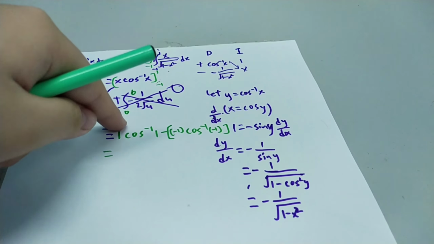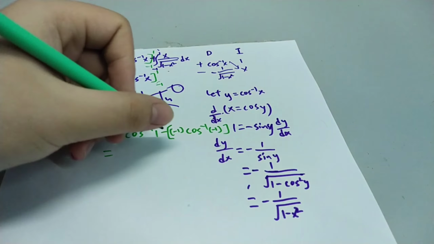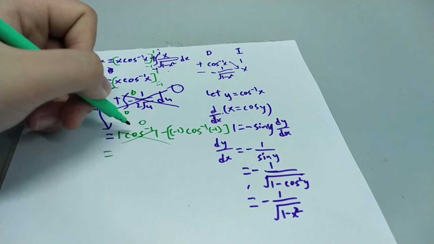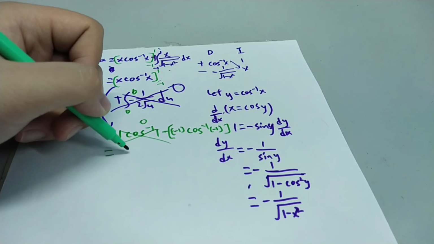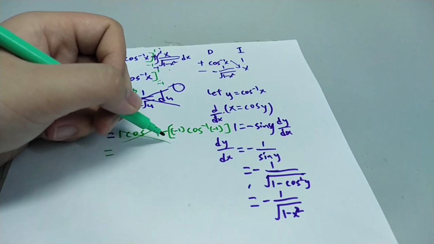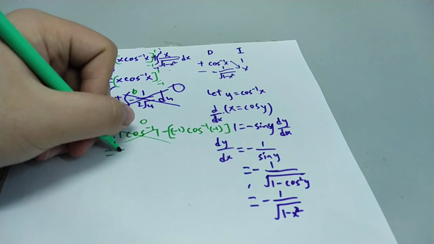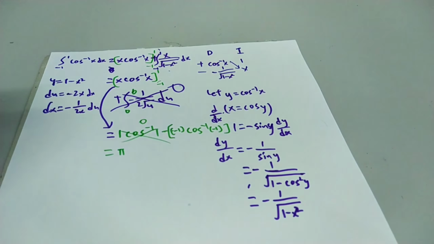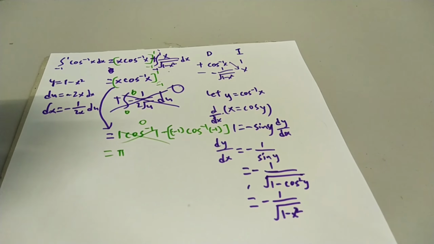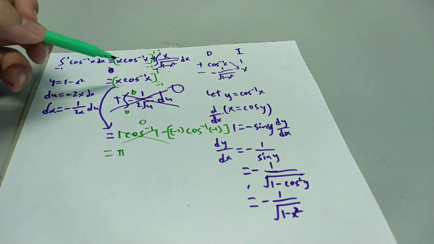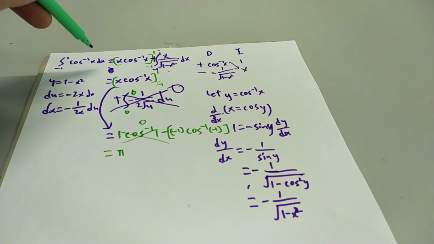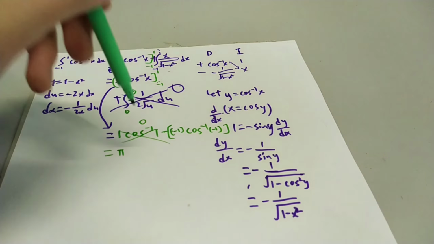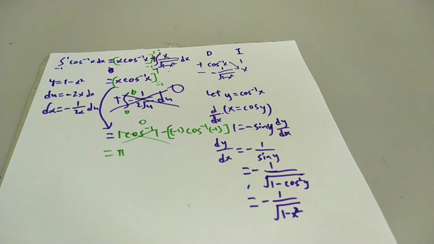So inverse cosine of 1 is equal to 0, so this thing cancels out. And then negative becomes positive: 1 times inverse cosine of negative 1, that is equal to pi. So what I can conclude is the integral of inverse cosine of x from negative 1 to 1 is equal to pi.